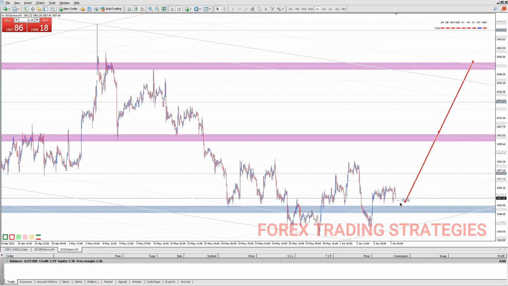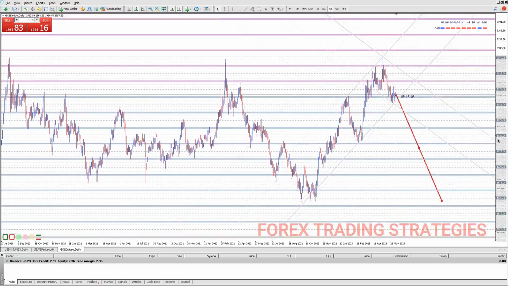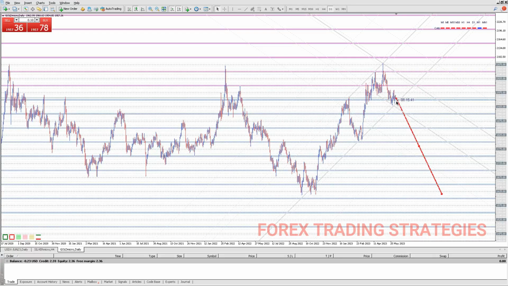Or if you're going to look for a buy here, I would want to look for buys around this area, but ideally around 1950, and first target would be 1975, and if all goes well 2000 and so on. But my bias at the moment is that we might actually see a drop in gold. This is purely based on technical ideas, and sometimes you must let the market prove you wrong.